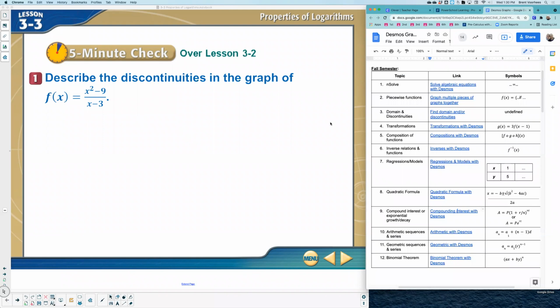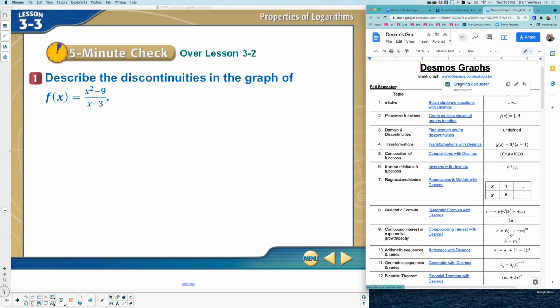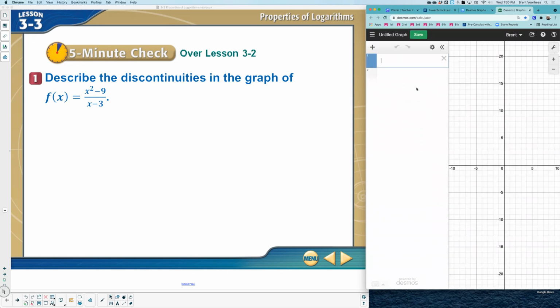What I want you to do in the future, I might have number 3 ready to go. I started adding one, but it's just not ready. What I want you to do is open up a blank graph, just a blank graph.